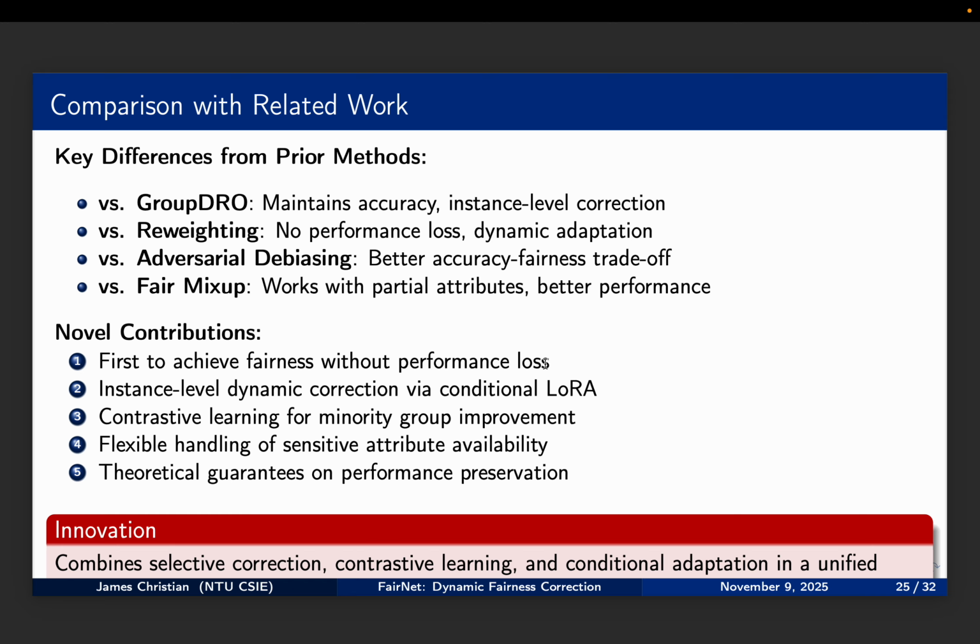The main contributions are: first, it is the first to achieve fairness without performance loss. Second, it provides instance level dynamic correction via conditional LoRA. Third, it uses contrastive learning for minority group improvement. Fourth, it has flexible handling of sensitive attribute availability. Fifth, it provides theoretical guarantees on performance preservation.